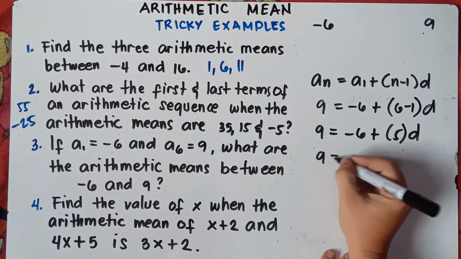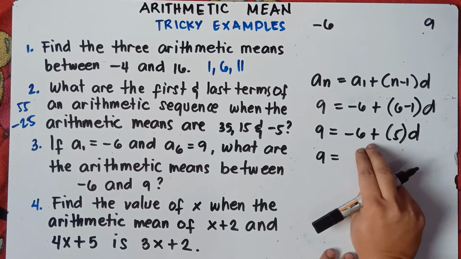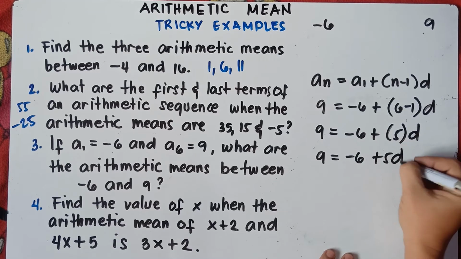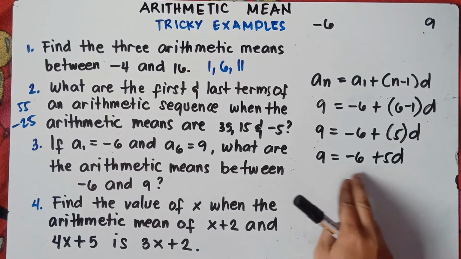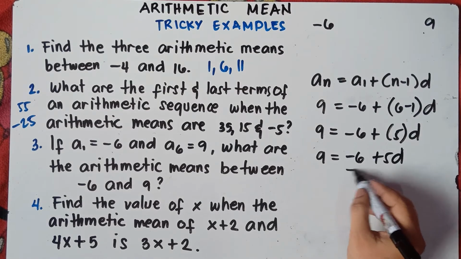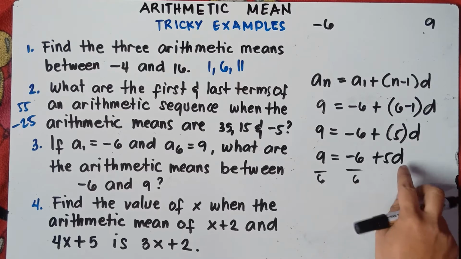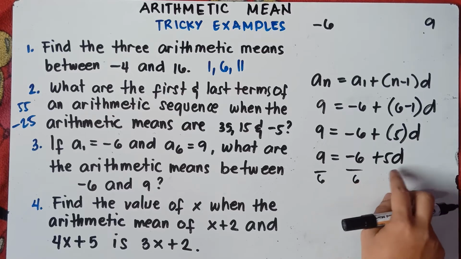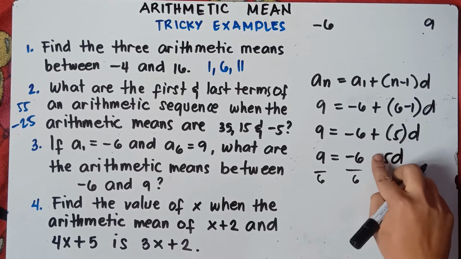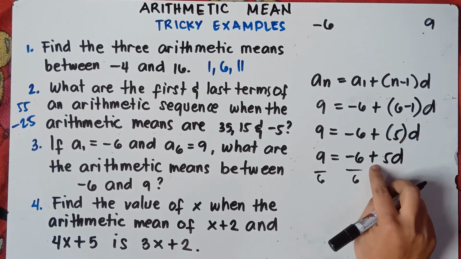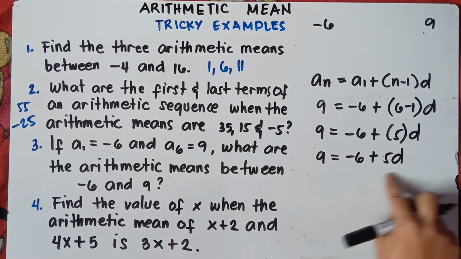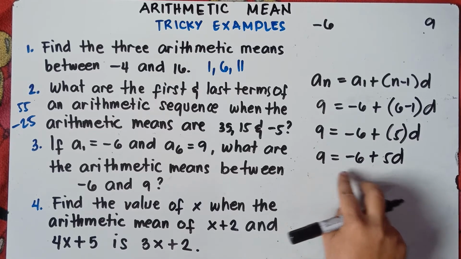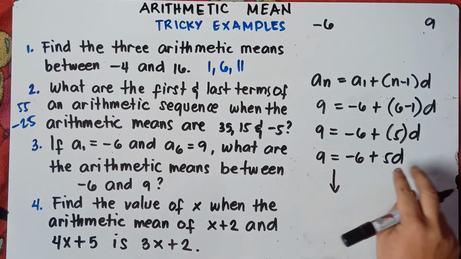So this will be 9 equals, once again, multiplication comes first before addition. So copy -6, 5 times D, that would be 5D. And then we transpose 6 from right to left. Once again, you cannot divide this by 6 because we still have this operation, class, this plus sign. So therefore, we need to isolate 5D. We need to transpose the 6 from right to left so that the remaining expression on the right side of this equal sign will be only 5D.